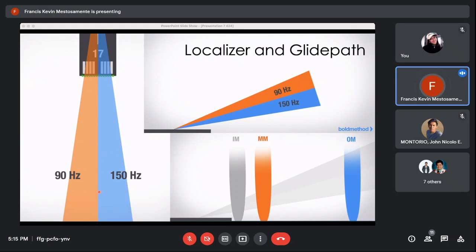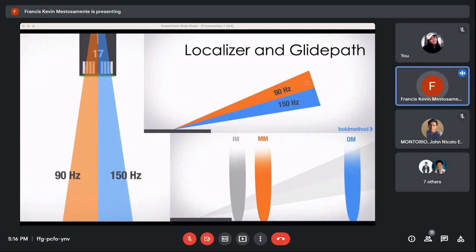So pag nag-track ka on the right, mafa-flashan ka ng signal na 150 Hz. Yun ang marireceive mo, which will give you an indication na kailangan mo mag-move to the left. And ganun din sa kabila, pag yung orange or yung 90 Hz ang na-receive mo, it will provide you an indication that you need to move to the right para maging inline ka doon sa horizontal guidance, or maging center line ka on the runway.